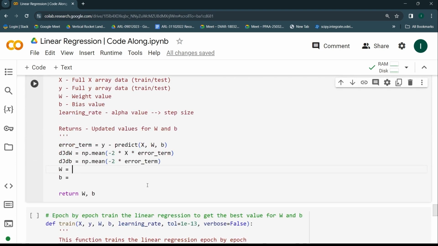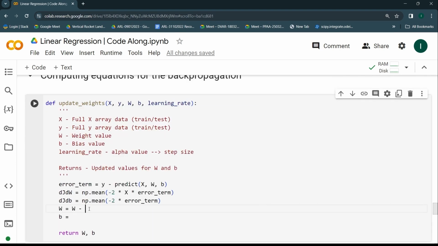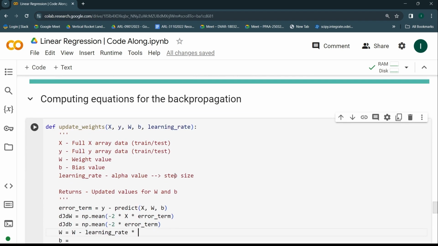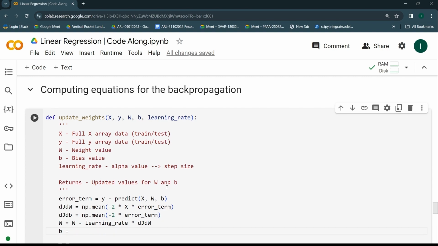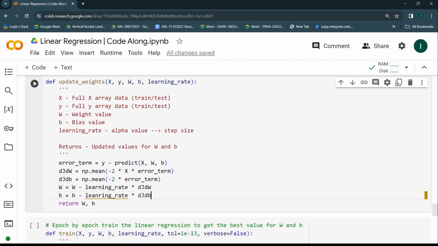You take the previous value of w, that is the value that we have sent as an input over here, and then you have minus of that alpha value, which is the learning rate, and you multiply this with the respective partial derivative of cost function with respect to your model parameter. So it is dJ/dw in this case, right? And the same thing will apply over here: b minus learning rate times dJ/db. And yes, once this w and b values will be calculated for us, this will be sent as an output.